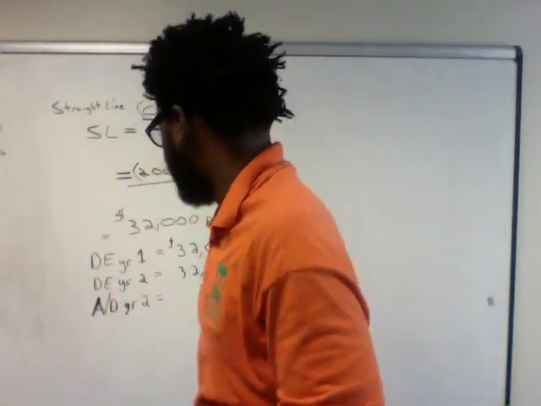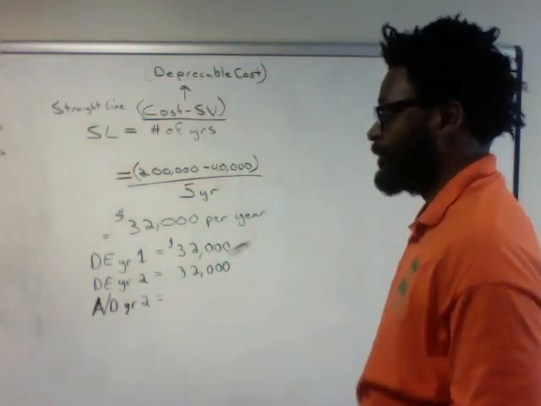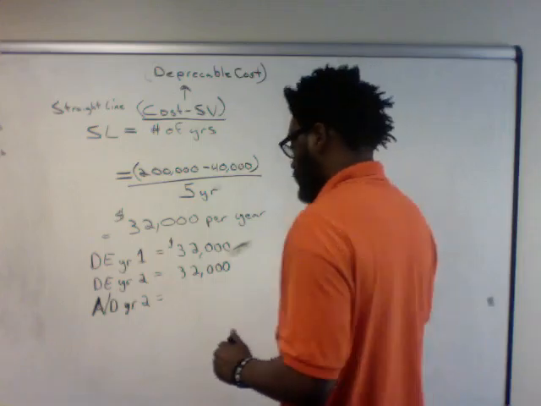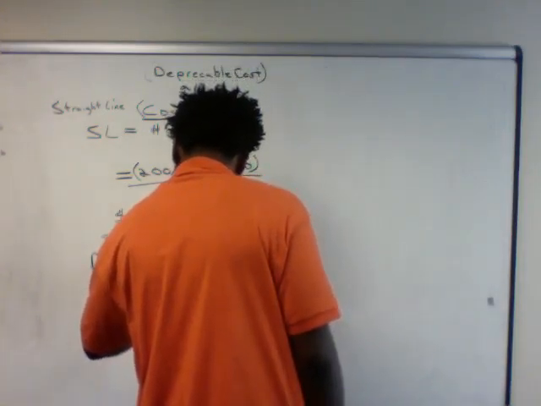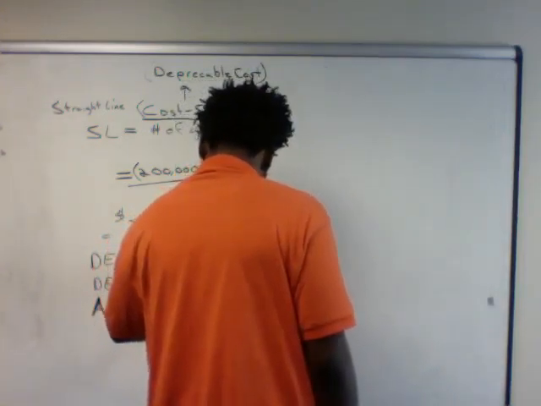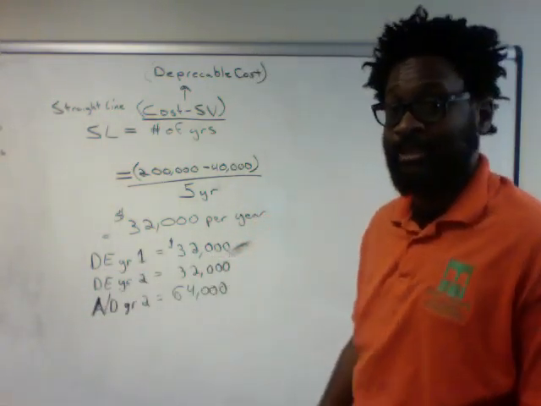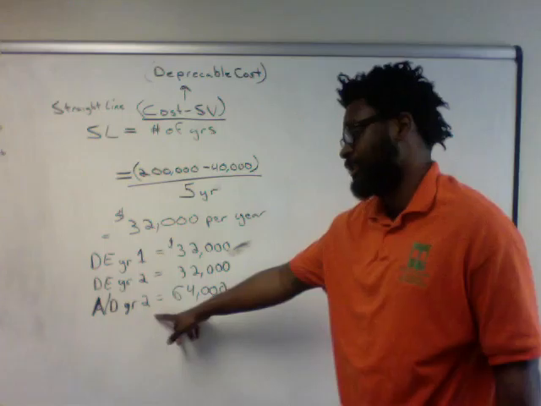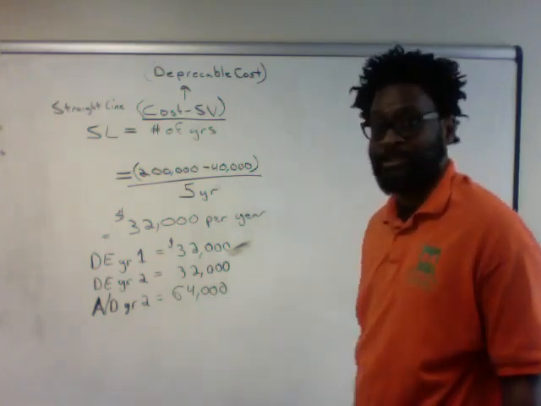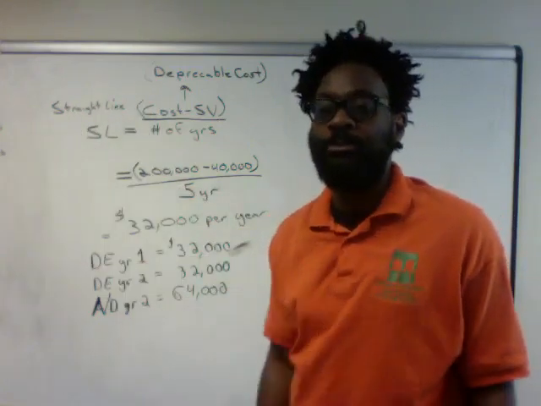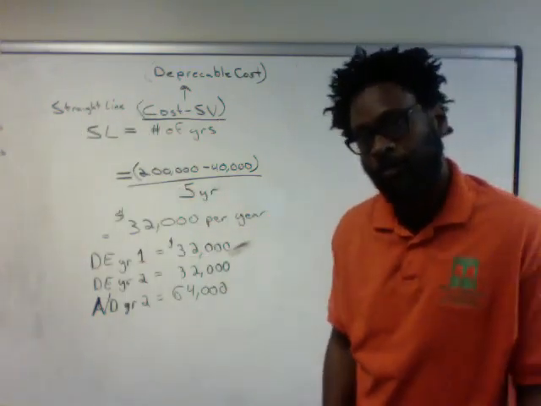Okay? And so if I ask you what's accumulated depreciation for year 2, it should be the sum of all the depreciation that has been done so far. All of these questions are at the end of the year, right? Because that's when we make the adjustment. So at the end of year 2, accumulated depreciation should be $64,000. Why? Because accumulated depreciation adds up all the depreciation that's been done.